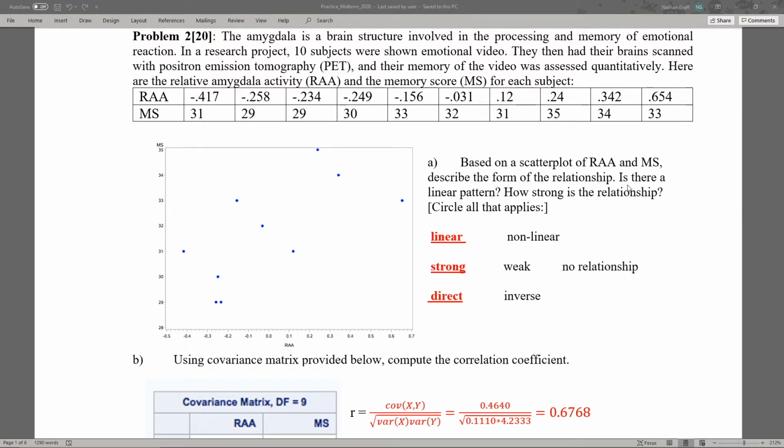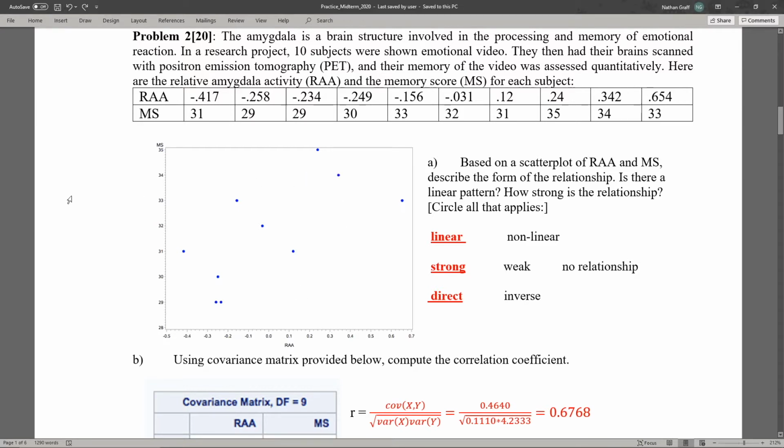From the scatter plot, we can make the following assumptions. First, the relationship seems to be linear. The points seem to follow a linear trend and aren't scattered chaotically around the plot. Secondly, there seems to be a strong relationship between MS and RAA, as there doesn't seem to be any points that lie outside that linear structure. Lastly, we know that there's a direct relationship between MS and RAA because the slope is positive, implying that as RAA increases, so too does MS.